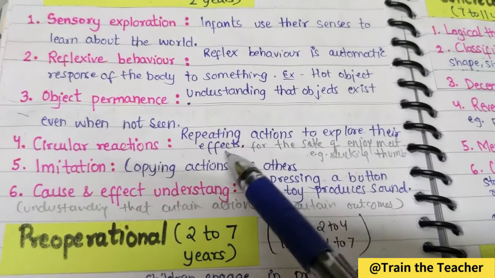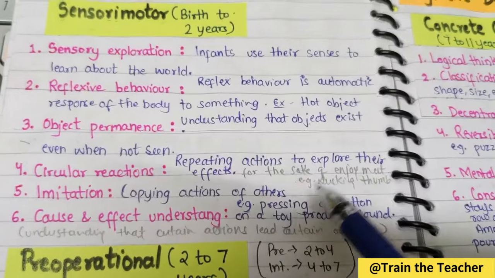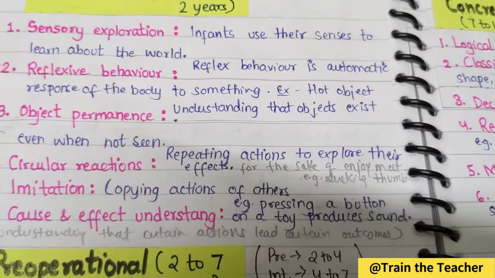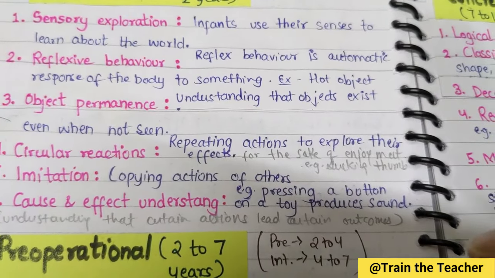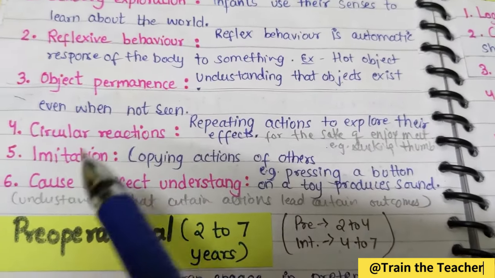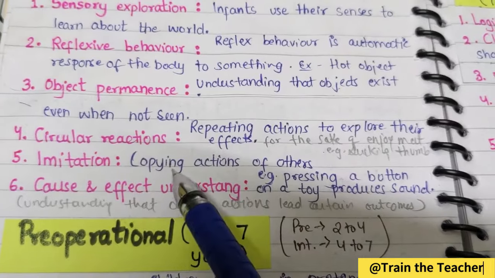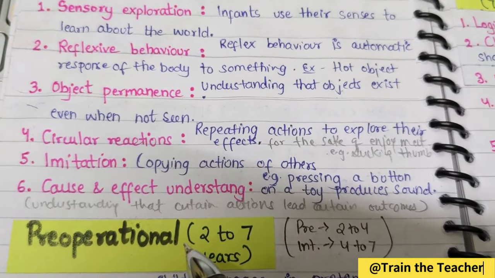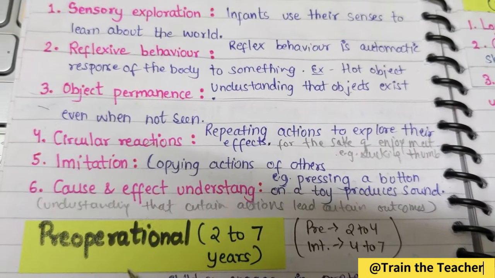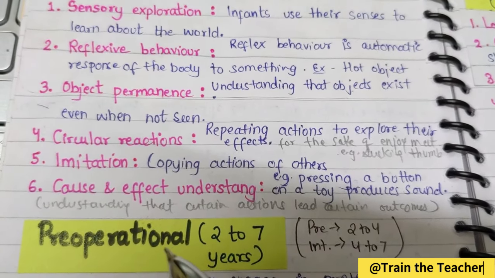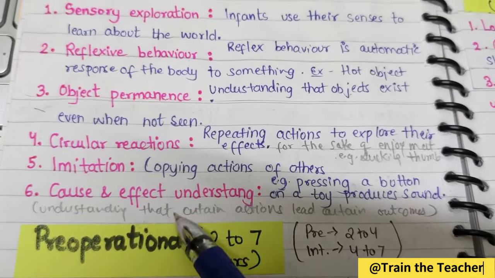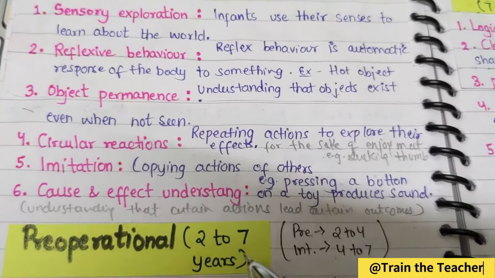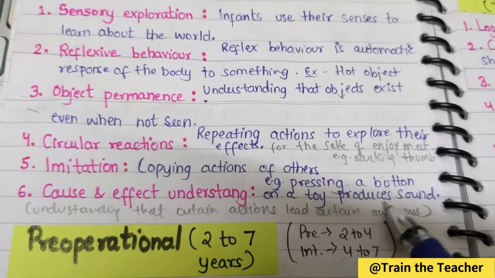Circular reactions, it means repeating actions to explore their effects for the sake of enjoyment, like sucking thumb, pulling something like that. Imitation, copying actions of others, for an example, they copy their parents, they copy what the other sibling is doing. Cause and effect understanding, for an example, pressing a button on a toy that produces sound.